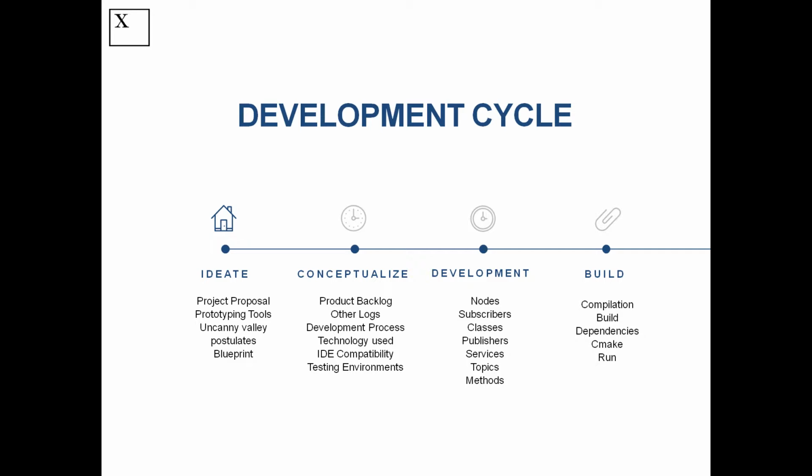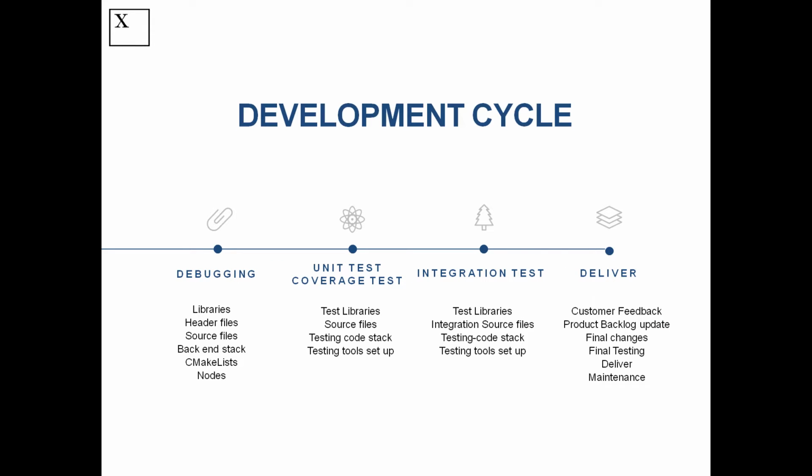That was everything from blueprinting to project proposals, and also figuring out whether it falls into the uncanny valley or not. Then I conceptualized it, basically trying to make it into reality, coming up with product backlogs, defect logs, and everything, and also deciding which IDE and which development process to use. Then I actually developed its methods, nodes, and subscribers, basically writing the entire code. Once that was done, I built and compiled the code using CMake and catkin_make. Then came debugging, which took a lot of time, and I think it was all worth it.